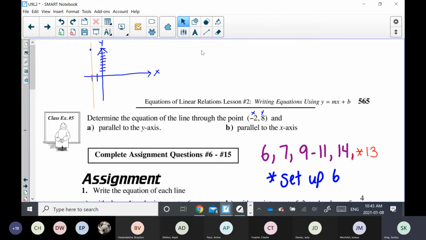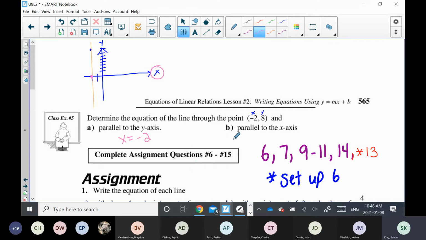So remember, this is what we just did in the investigation: when you have a horizontal or a vertical line, you just care about the point where it intersects one of the axes. In this case, it's the x-axis. So the equation of this line is x is equal to -2.